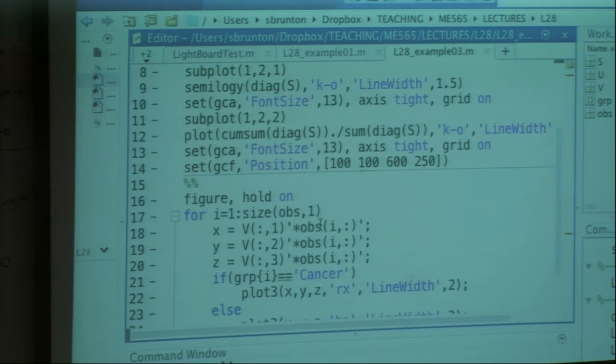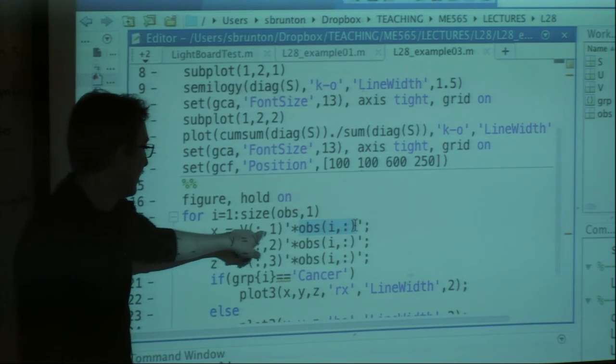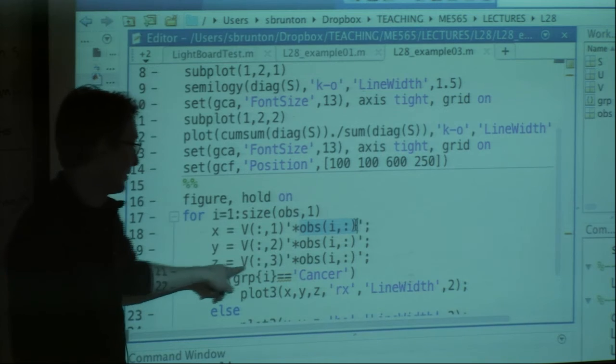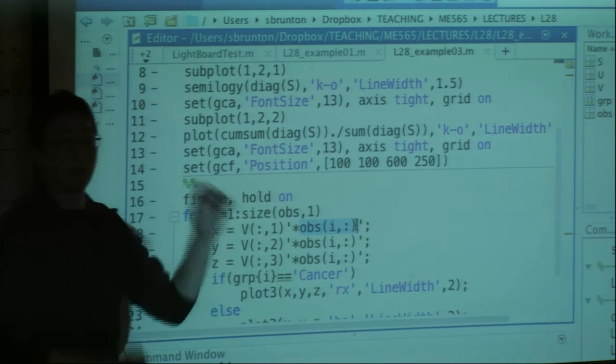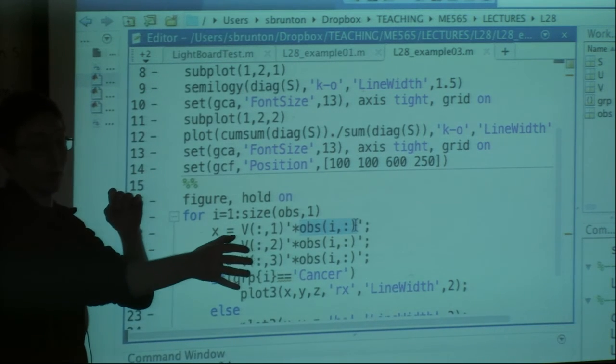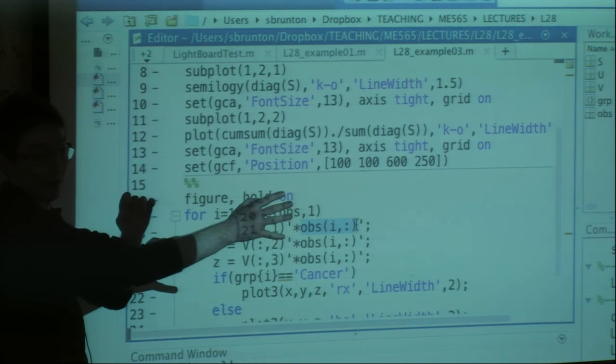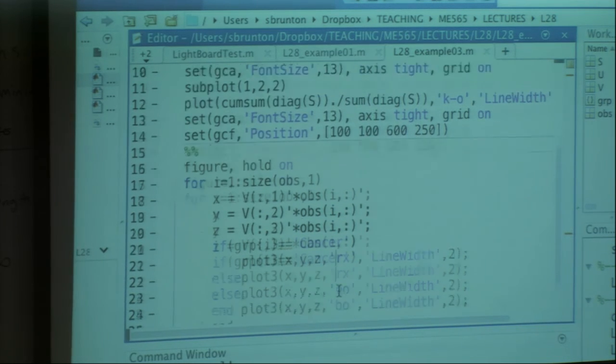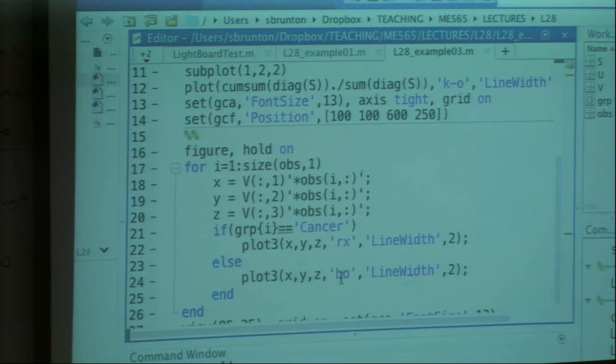Okay, now what I'm going to do is for every single patient, for every row of observation, I'm going to multiply it by the corresponding column, the first column of V, the second column of V, and the third column of V. So I'm going to get the alpha 1, alpha 2, alpha 3 coefficients for every single person in my deck, in my observation deck. And if they're the cancer group, I'm going to make a red X. And if they're the healthy non-cancer group, I'm going to make a blue circle.